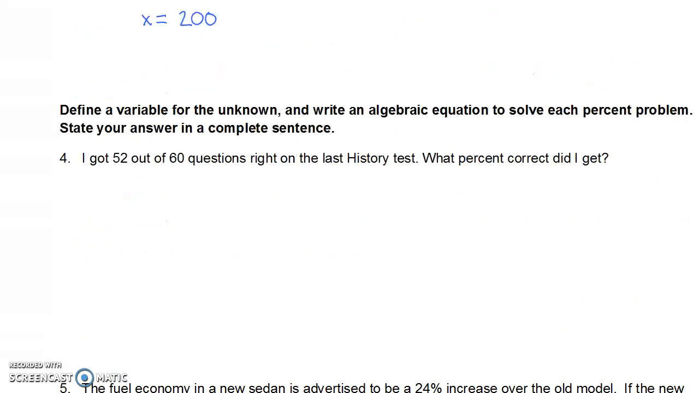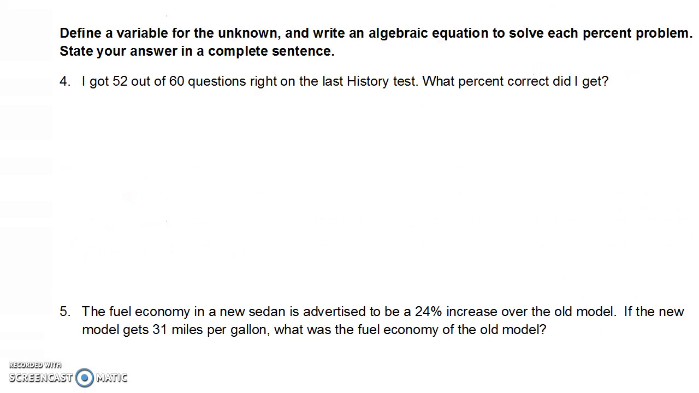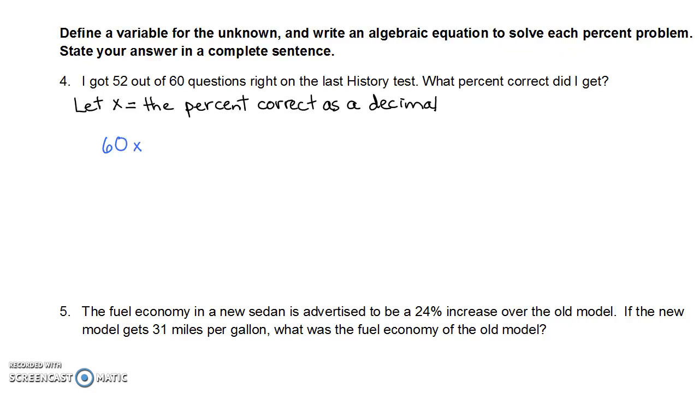Let's take a look at number 4. I got 52 out of 60 questions right on the last history test. What percent did I get correct? It's important to note that on questions like number 4, we're not just going to put let x equal the percent correct. It's going to be the percent correct as a decimal. So the whole is 60. So for our equation, we have 60 multiplied by x is the part, which is 52.